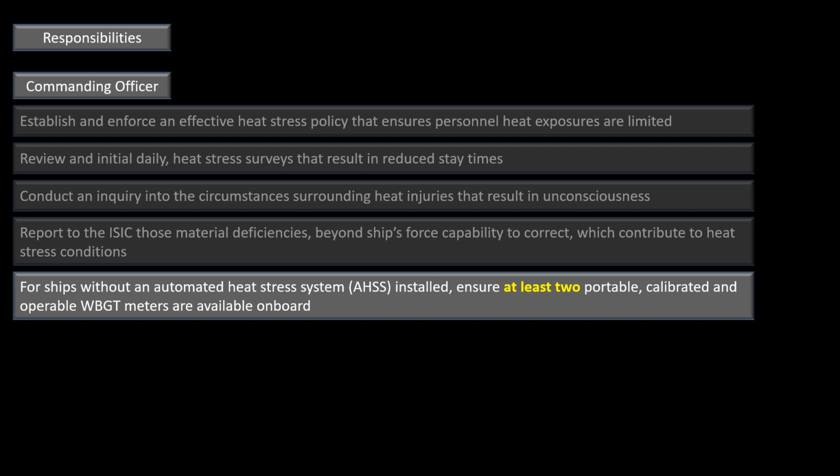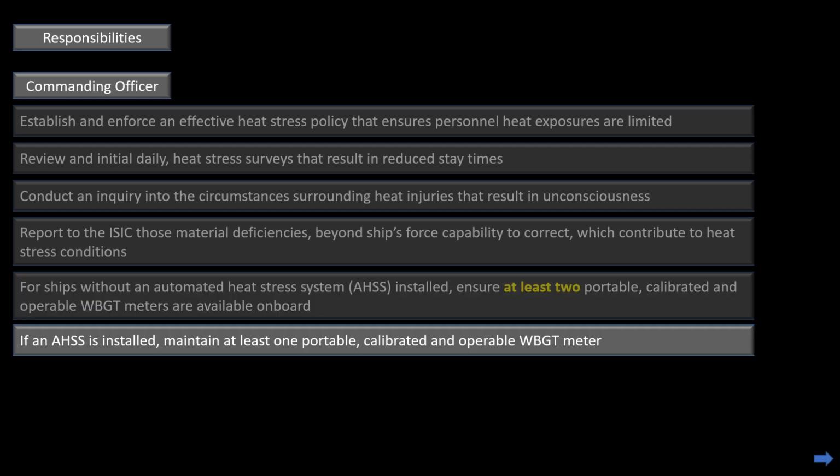For ships without an automated heat stress system installed, they got to ensure at least 2 portable, calibrated, and operable WBGT meters are available on board. So if we don't have the automated heat stress system built into the ship, we got to make sure that we've got at least 2 WBGT meters. And then if an automated heat stress system is installed, they got to maintain at least 1 portable and calibrated WBGT meter. Okay, so 2 meters if we don't have an automated heat stress system, 1 meter if we do.